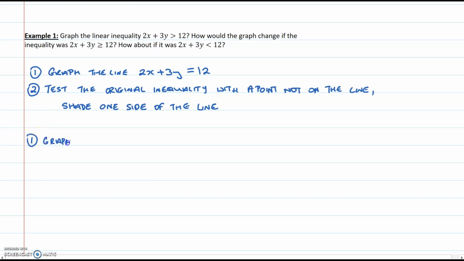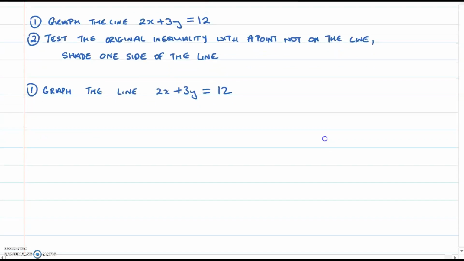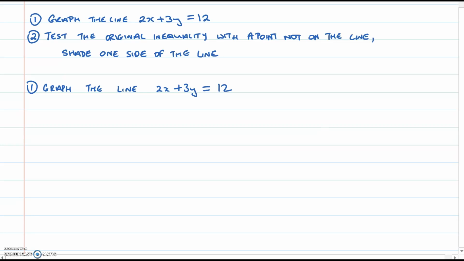Okay, so we have to graph the line 2x plus 3y equals 12. Now, you've already been taught two ways to graph a line. And probably the easiest way for you in most cases was to write the line in slope-intercept form, in other words, with y on its own. So let's do that. If we were to write this line with y on its own, 2x is on the wrong side, so we've got to move the 2x over. And if we do, that will leave you with 3y equals 12 minus 2x.